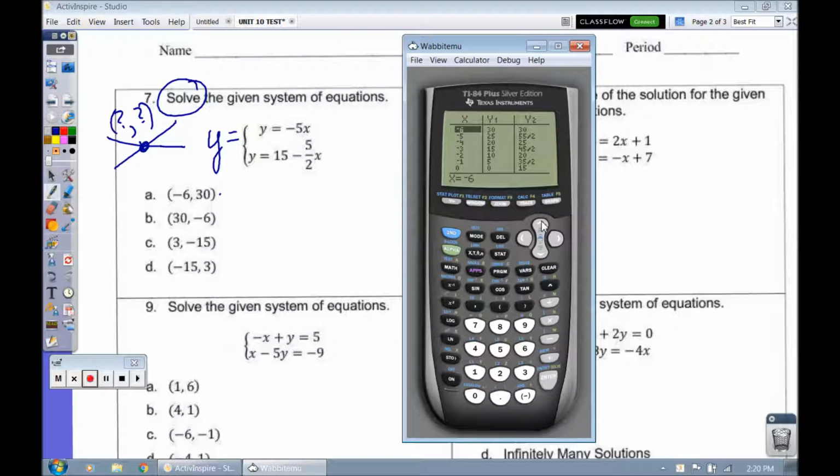If I go to -6, 30, oh look, -6, 30. In fact, that is my answer right there.